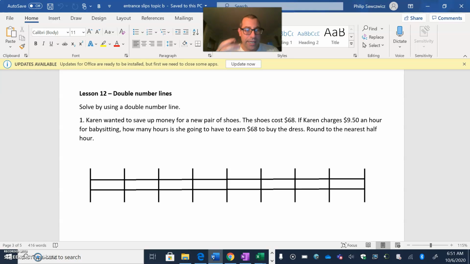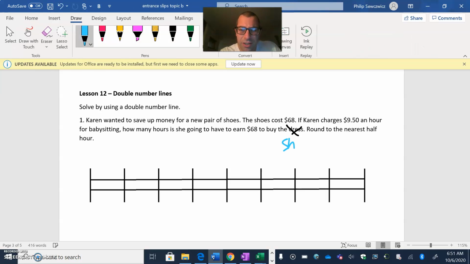So we've got Karen, who wants to save some money to buy a new pair of shoes. The shoes cost $68. Karen charges $9.50 an hour for babysitting. How many hours does she have to work to buy the shoes? It shouldn't say dress there, it should say shoes. Round to the nearest half hour. So the whole idea is let's set up a table and then let's be able to interpret it.